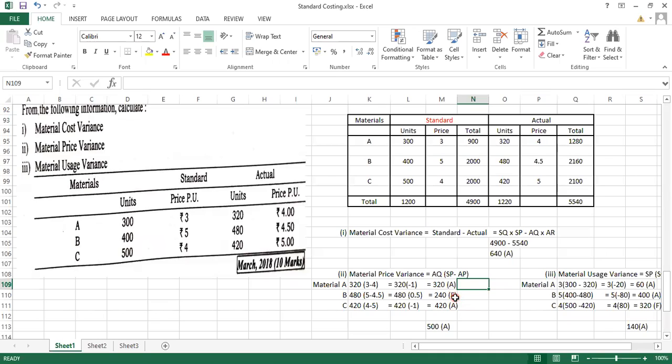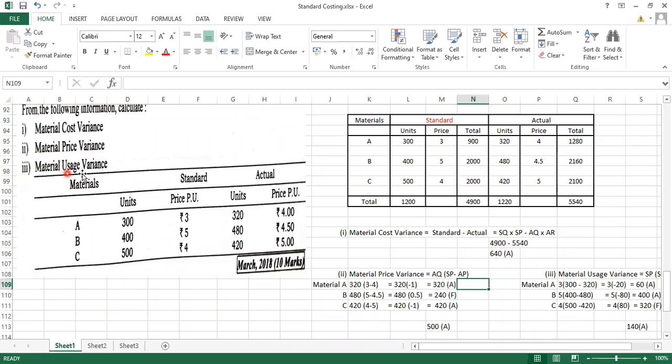Same way calculate for material C. 420 is a quantity, 4 rupees is a price, standard price, and 5 rupees is the actual price. So 4 minus 5. Again, when I will be doing this, I will be getting a negative 1 rupee. So 420 into negative 1 will give me 420 rupees adverse. So here I got 420 adverse. So just we have to apply this into the formula and we have to complete it.